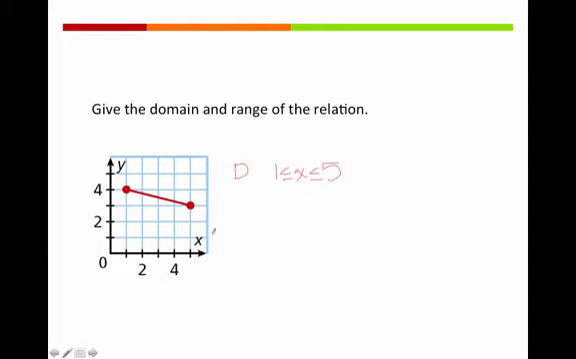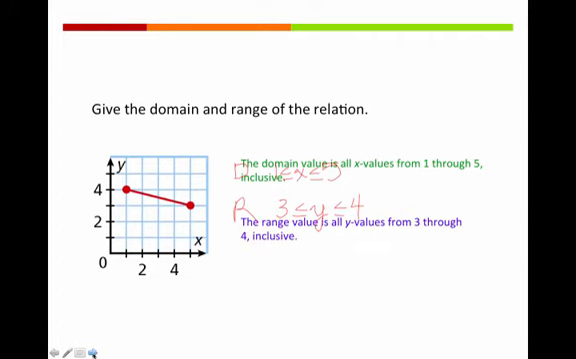Then our range will be all of the y values. Well, notice the least y value is right here at 3. So that's going to be less than or equal to y, which is less than or equal to our highest y value here at 4. Okay? So we've given the domain and range of this relation. We've already done this. You can see that.